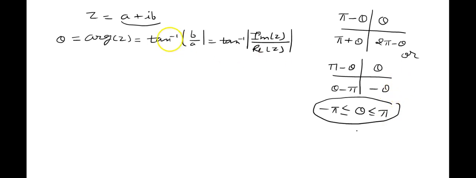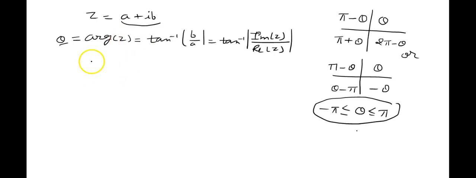So whenever I have to find the argument of any complex number, first I am going to find theta, that is tan inverse of modulus of the imaginary part of Z divided by the real part of Z. Then I'll identify in which quadrant my complex number is falling, and then accordingly I'll use this formula and find it.